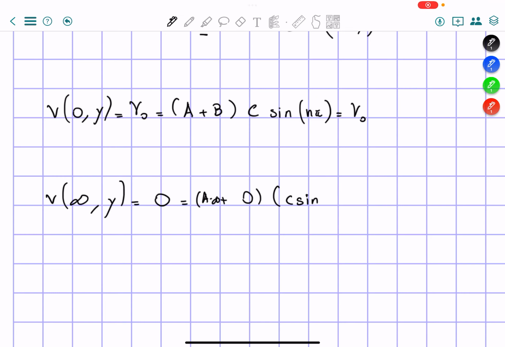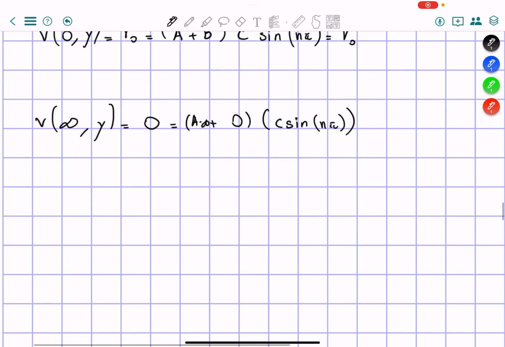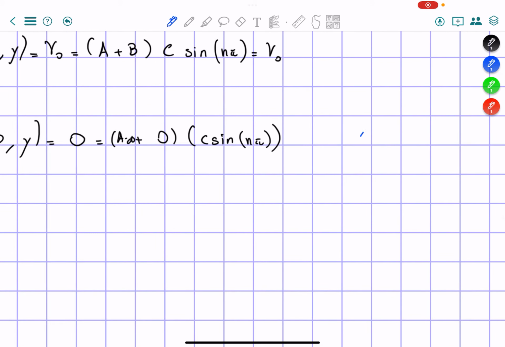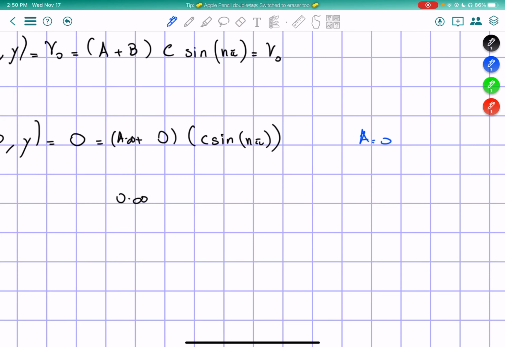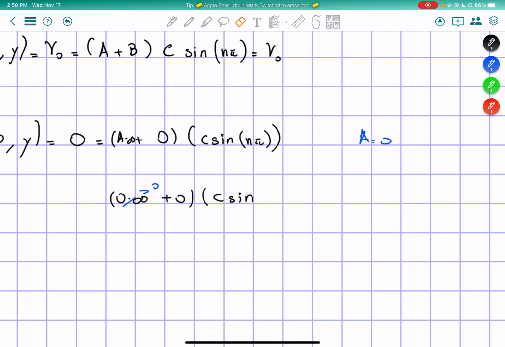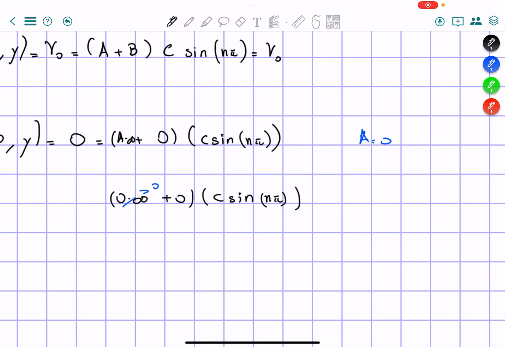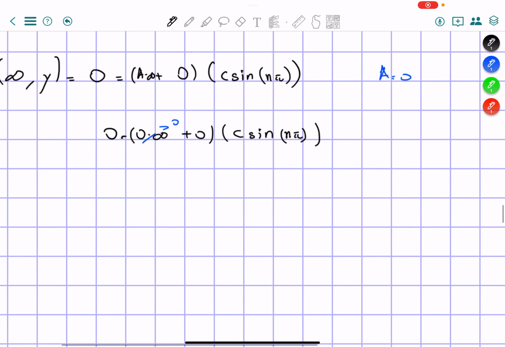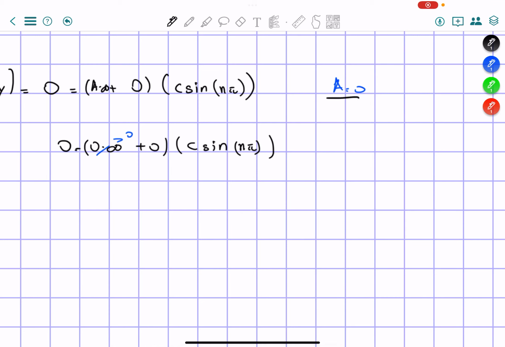So the only way we can solve this is to put a equal to 0, because if a is equal to 0, then we're going to have 0 times infinity, which is simply 0, plus 0 times c sine of n pi, which doesn't matter in our case, and is simply going to be equal to 0. So this is one other solution. So we know that a is equal to 0.